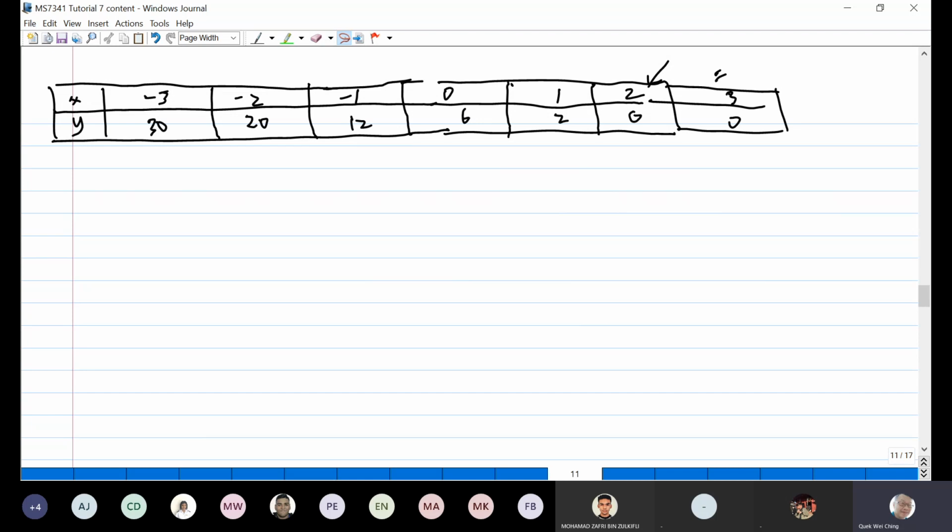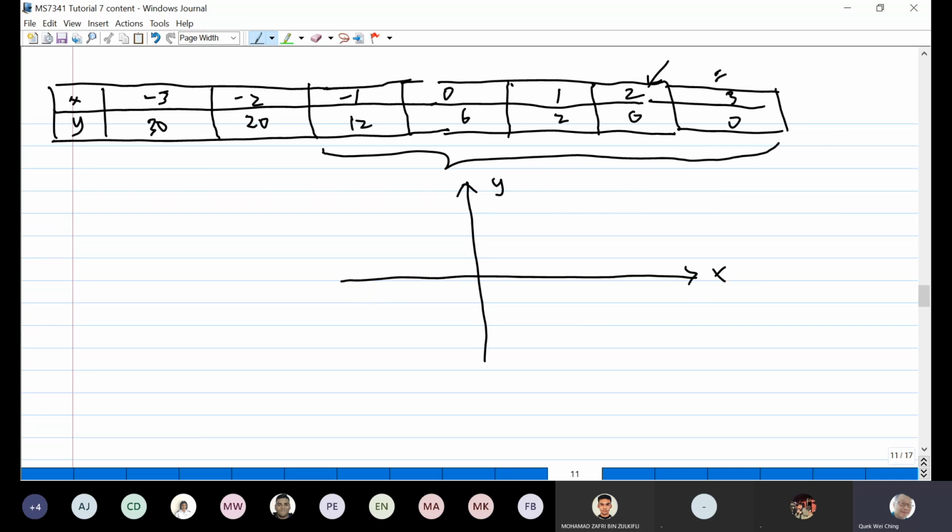So draw the graph. Make sure the graph is big enough. I think I'm just going to take this portion, enough to show you the pattern. So there are 5 points there. So x and y.